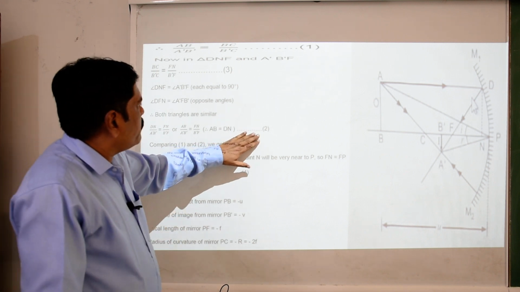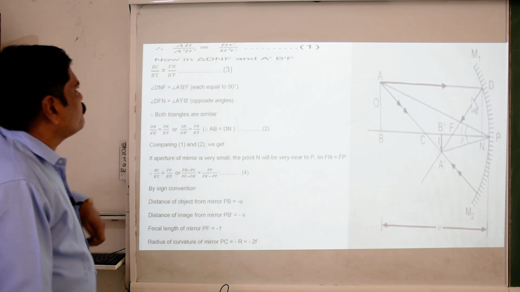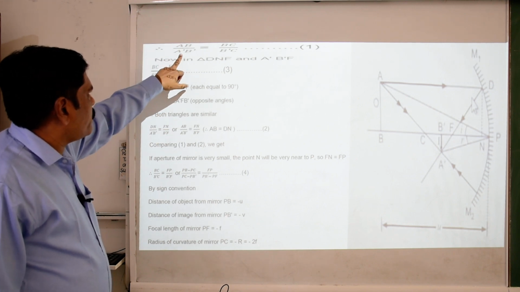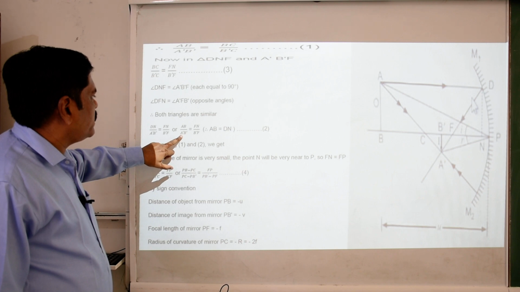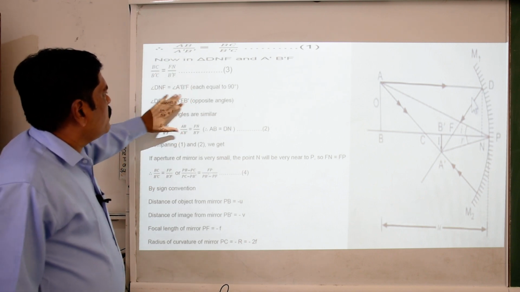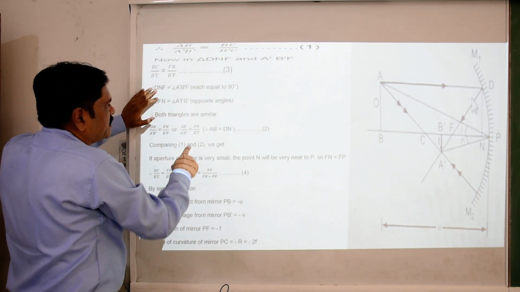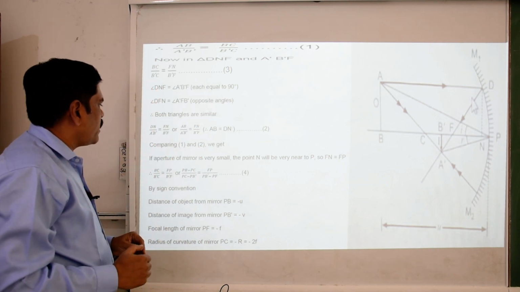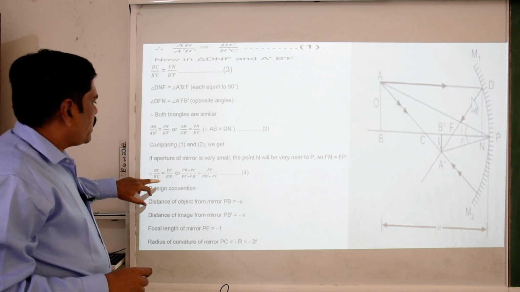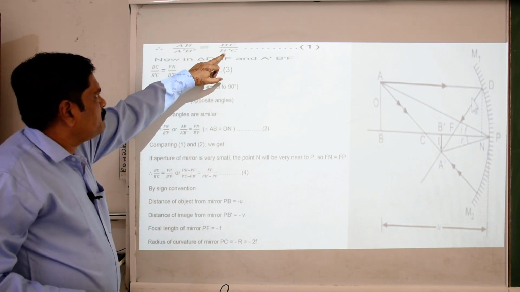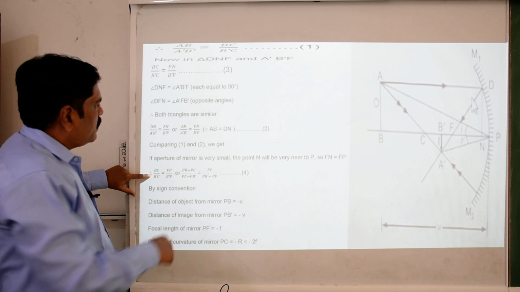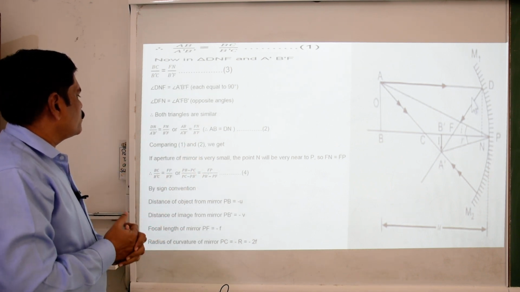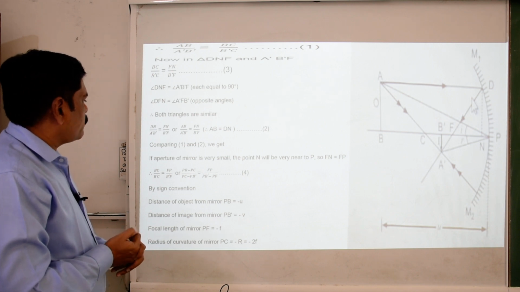Now when we compare this equation 2 and equation 1, what do you observe here? Just see the left hand side, AB upon A dash, B dash, here is also AB upon A dash, B dash. If these two are equal, then BC upon B dash C and FN upon B dash, F will be equal. So by using this, we are having the next equation 4, that is BC upon B dash C is equal to FN upon B dash, F. Clear? So this way we are having this equation.